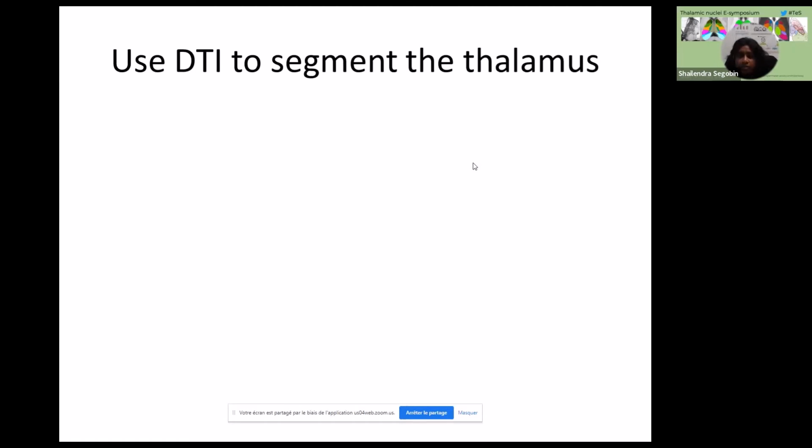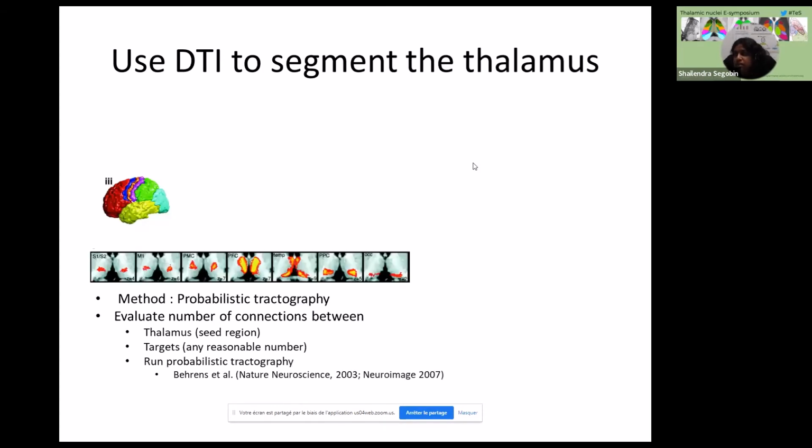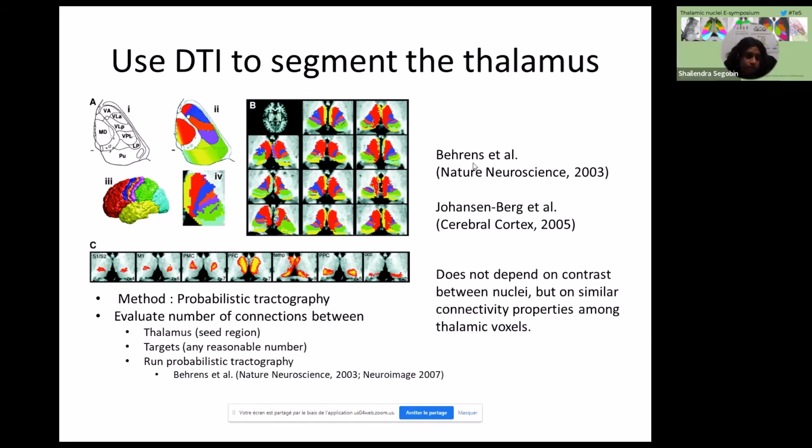The method has been around since 2003, and it is quite smart in the sense that it does not really rely on contrast between nuclei, but evaluates the number of connections between the thalamus, which is defined as a seed region, and any reasonable number of targets. And to run tractography between the thalamus and those targets, and based on which thalamic voxels had the most connections to a target, the thalamic voxel is considered as being principally connected to that target.